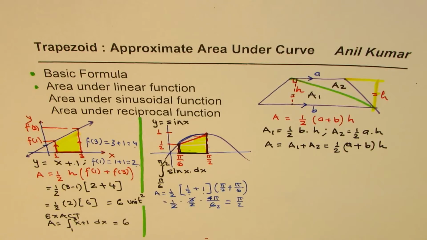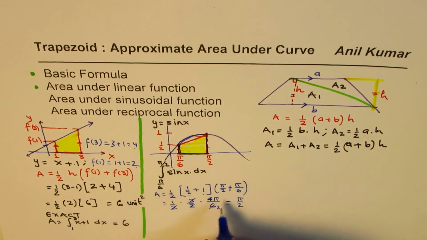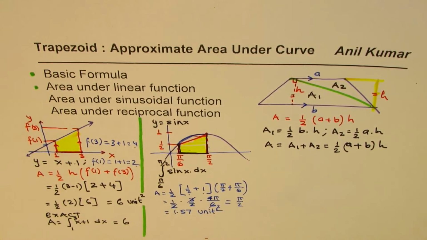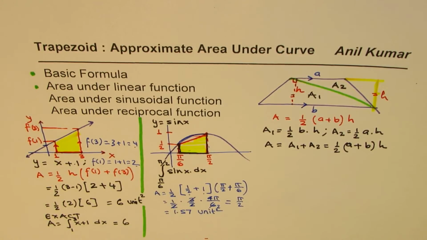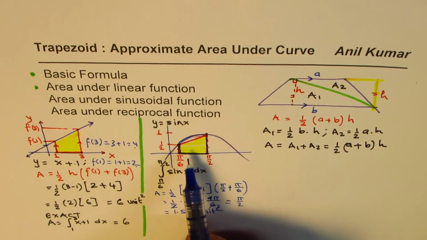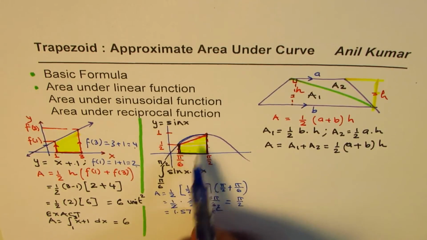So if you have to write decimal values, pi is approximately 3.14. So it is 3.14 divided by 2, which is 1.57. So we have an area of 1.57 units square, okay? So that's the result, pi by 2. So pi is 3.14 for the time being, an irrational number. Now, what you see here is that you can get approximate value of area under the curve using trapezoids.